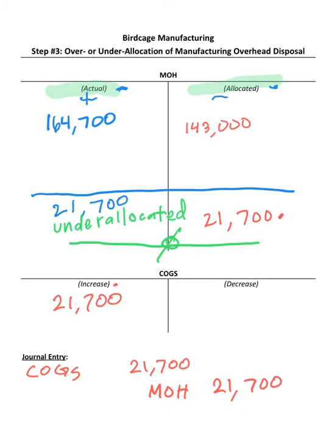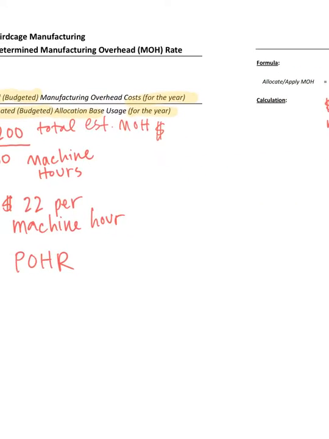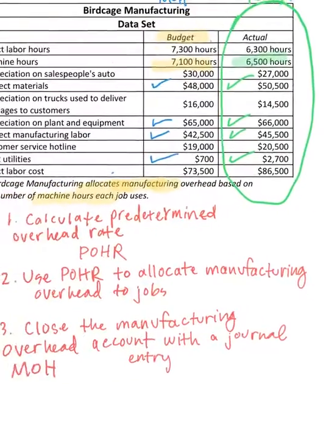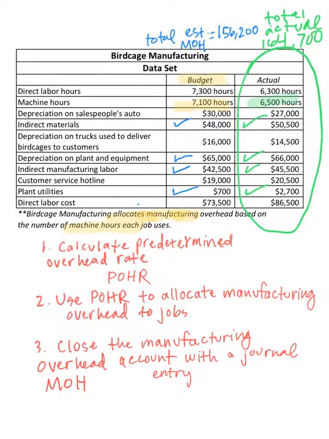And now we have accomplished our 3 objectives. We calculated the predetermined overhead rate, we used it to allocate overhead to jobs, and then finally, we figured out the journal entry to close overhead at the end of the year.